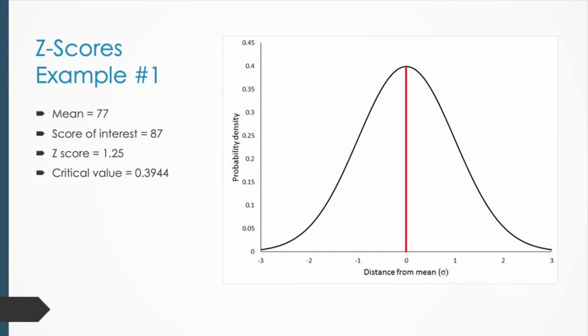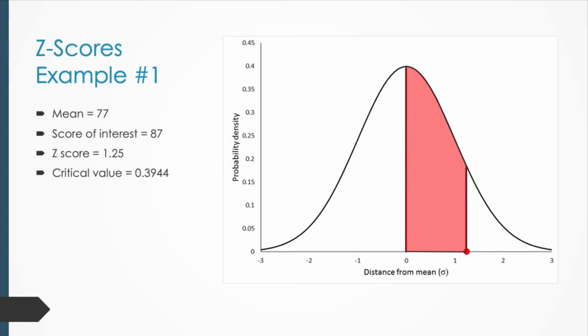So again, remember, z-scores are just multiples of the standard deviation. So since our z-score is 1.25, we're just going to put our dot here indicating the z-score at about 1.25 standard deviations. It's very important to remember that this is a positive value, so that's going to go to the right of the mean.